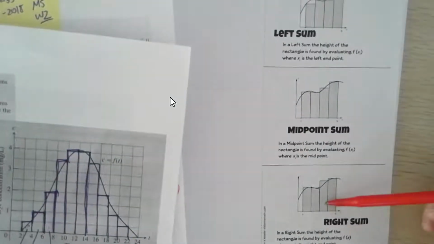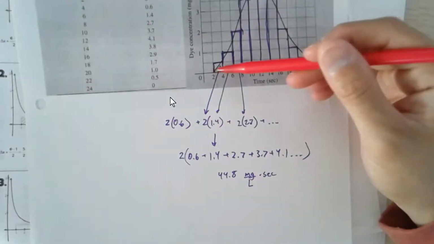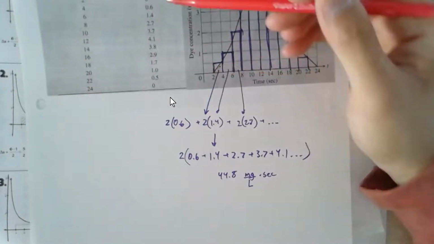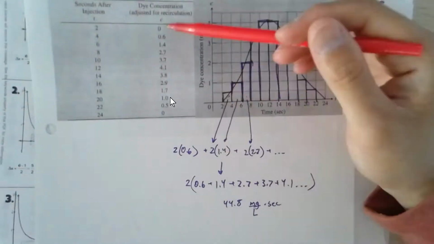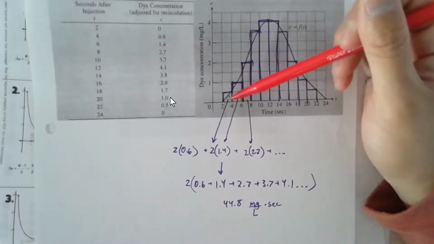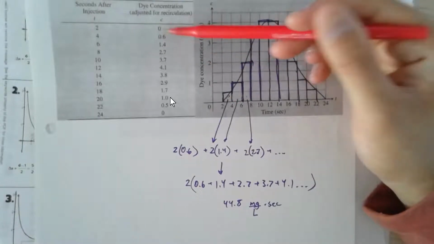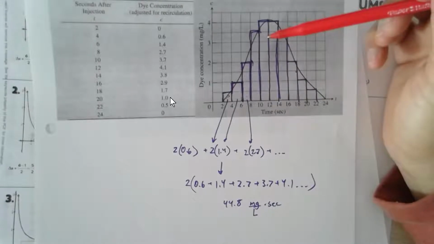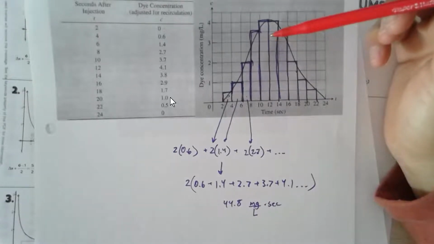Meaning between these two rectangles here and here, or in this rectangle from 2 to 4, I had the choice to either use the height of 0 and 0.6 as the first area of that rectangle. So I decided to use what's called a right sum. Let's see if I was always consistent in doing that. Actually, I think I did that the whole time, didn't I?